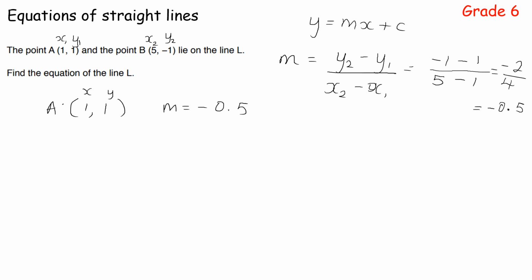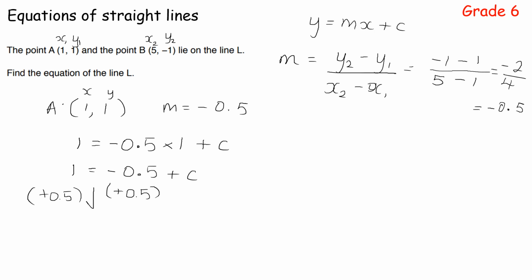y equals mx plus c, so 1 equals minus 0.5 multiplied by x, which is 1, plus c. So 1 equals minus 0.5 multiplied by 1, which is minus 0.5, plus c. Now I'm going to add 0.5 to both sides of my equation. 1 plus 0.5 gives me 1.5. And they cancel, giving me c equals 1.5.